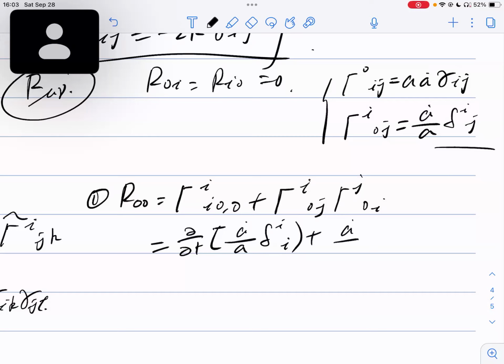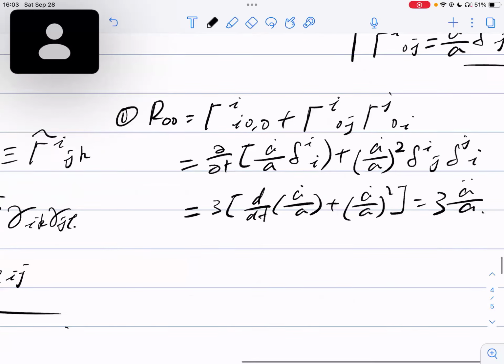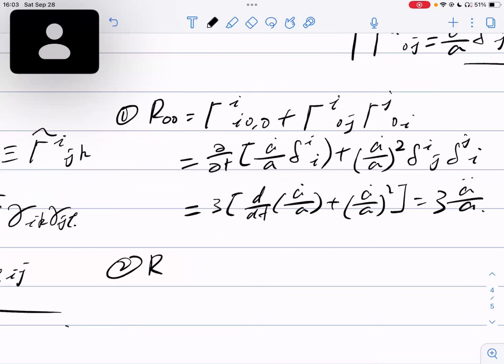As dot over a square delta ij delta ji, this is just equal to delta ii, which equals 3. Also a factor of 3. And finally, we obtain that it's just 3 times d/dt of a dot over a, plus a dot over a square, which is 3 a double dot over a.